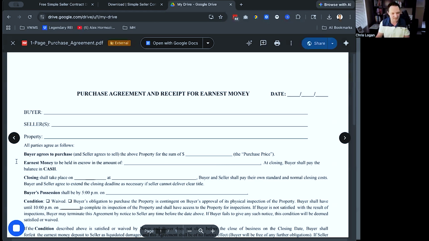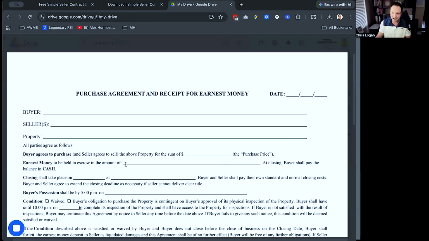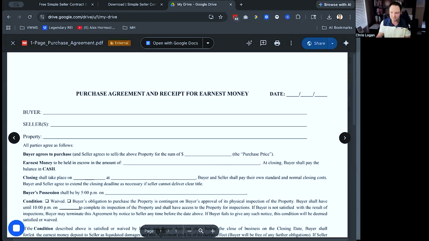Now let's go down to the earnest money field. Earnest money to be held in escrow and the amount of blank. This is your deposit. It shows you're serious. In wholesaling, it's often small, usually around $100, and it goes to the title company or closing attorney, not directly to the seller. And then it says at closing, buyer shall pay the balance in cash. So this is the amount that our cash buyer is going to pay, right? So he is going to be paying the purchase price in cash. Now here's something important. Earnest money doesn't make the deal legitimate. The contract does. The deposit just reinforces it and does what's called bind the agreement.